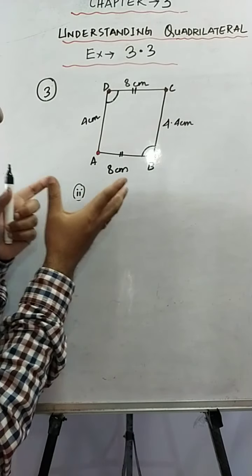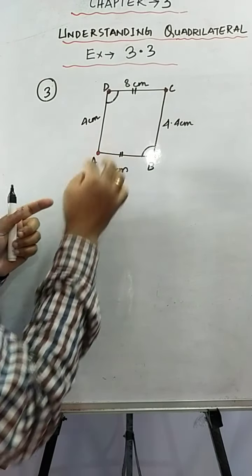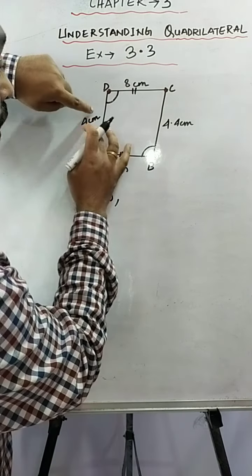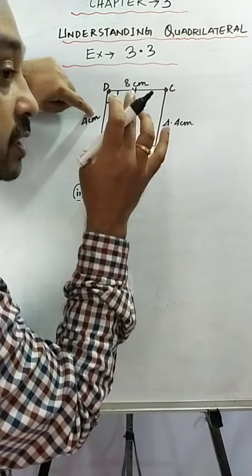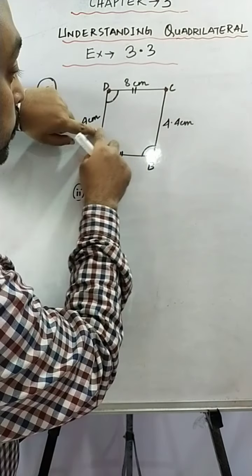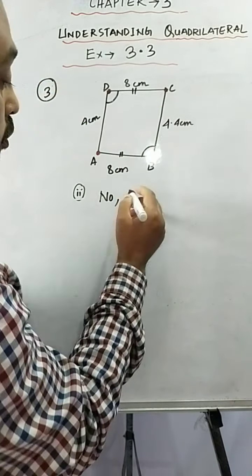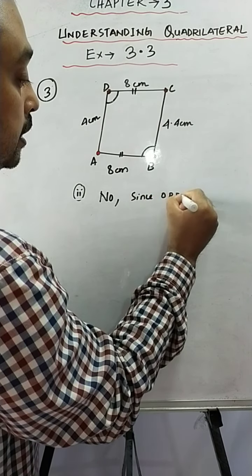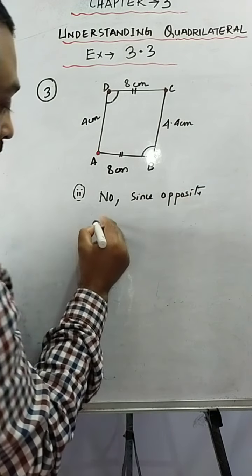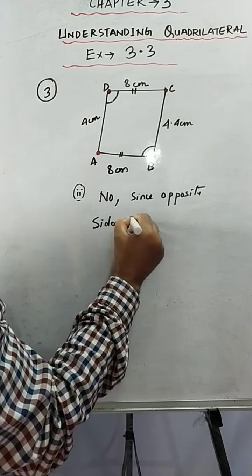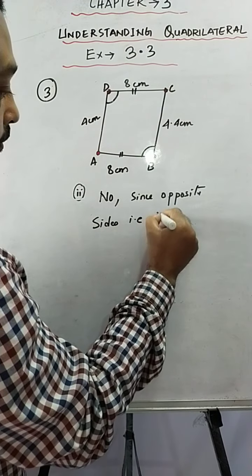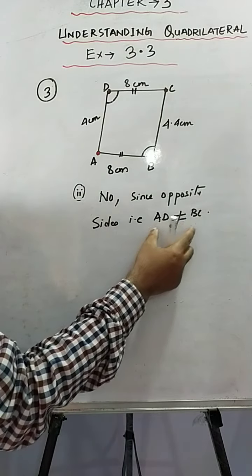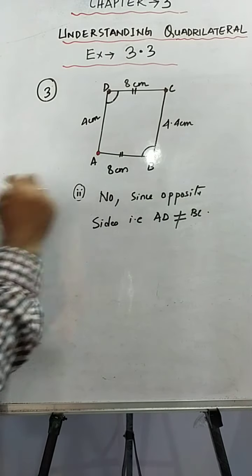So will it be possible that we can say that ABCD is a parallelogram? We will say no, this is no way possible. Why? Because the opposite sides are not equal. So we have studied in the properties of a parallelogram that the opposite sides should be equal. So we will say no, since opposite sides, that is AD, is not equal to BC, and because of this reason we are saying no.